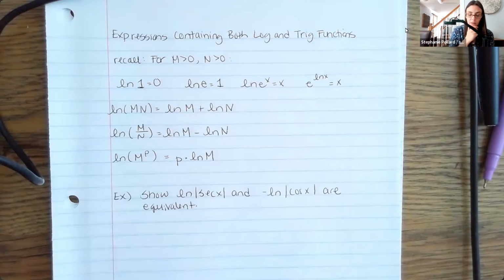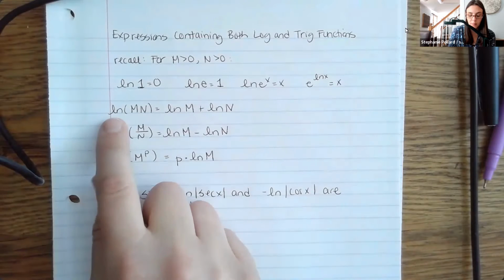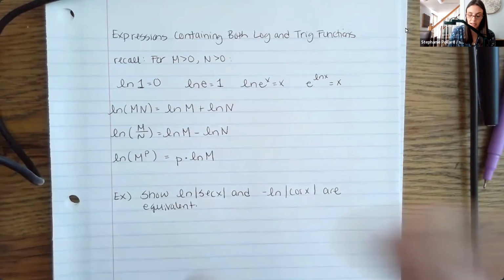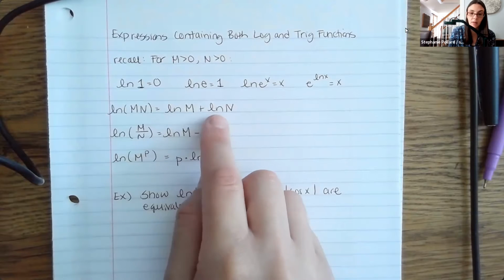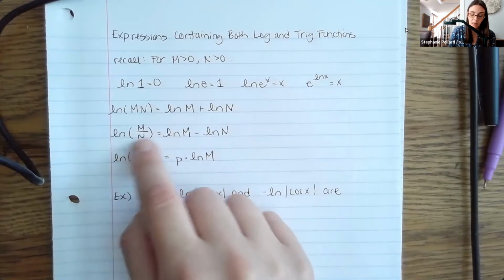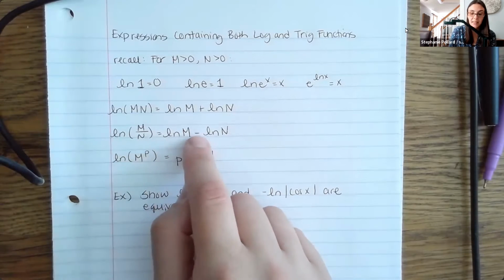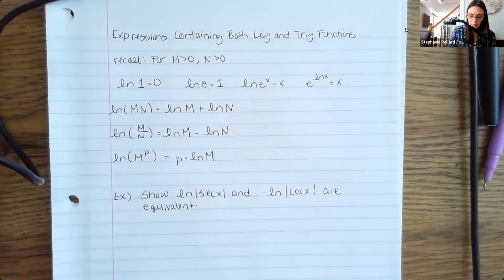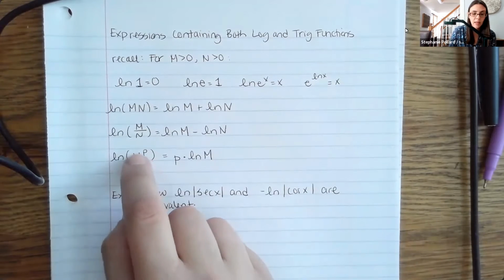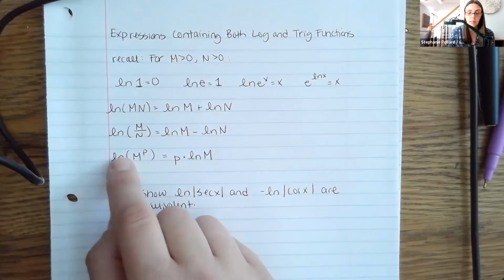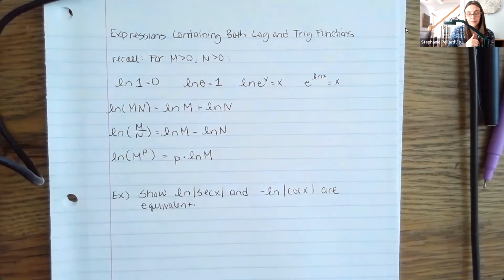They're inverses. We also know that when we multiply something, the natural log of that multiplication can be separated out into the natural log of m plus the natural log of n. Similarly, when we divide, we can separate that out into natural log of m minus natural log of n. And the other one is that when you have an exponent, that exponent can become out front and be multiplied as a factor with logs. So that is the last rule here.